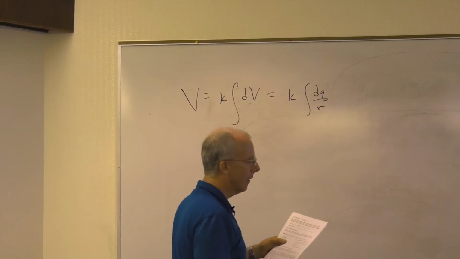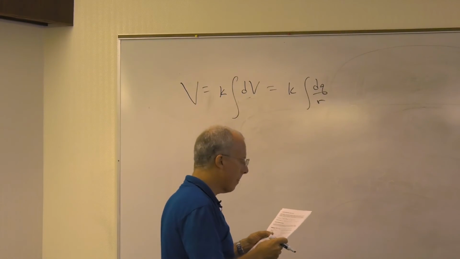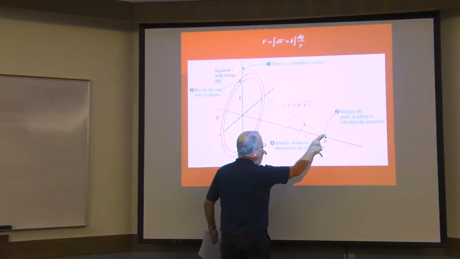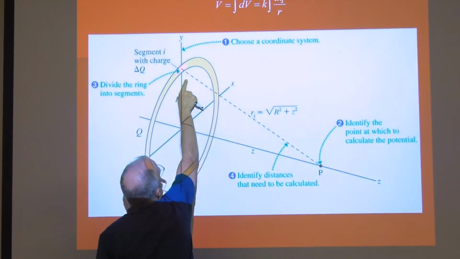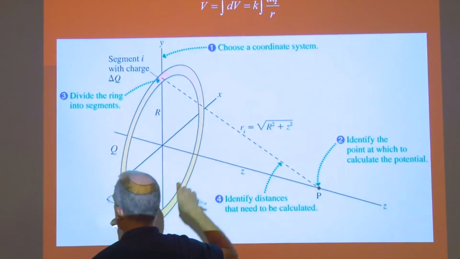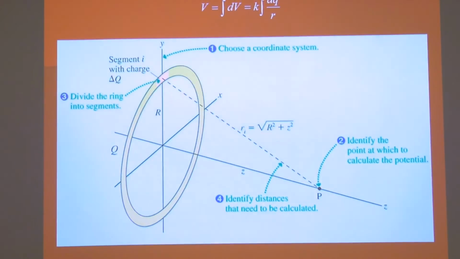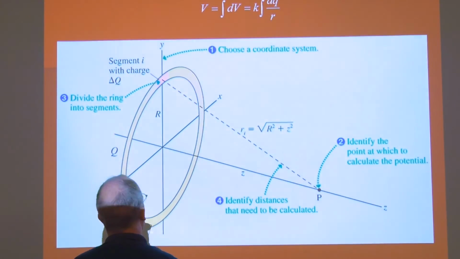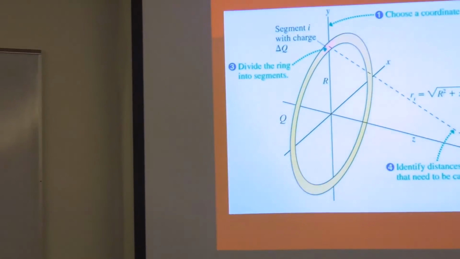Okay, ready? So first of all, what is R? What's the distance from the point to the dq? Well, it's right here, right? Pythagorean theorem, that squared plus that squared, square root of. Now, is that going to change as we go around the circle? Is that going to change? No, it's not. So therefore, we can pull it out.